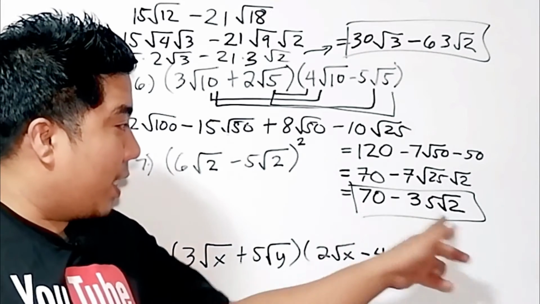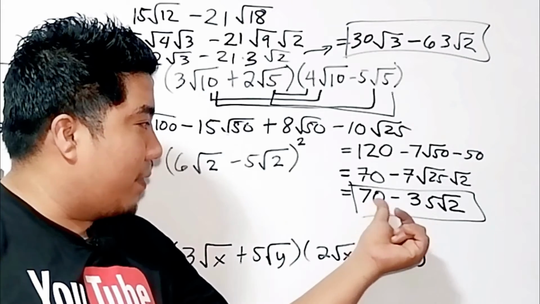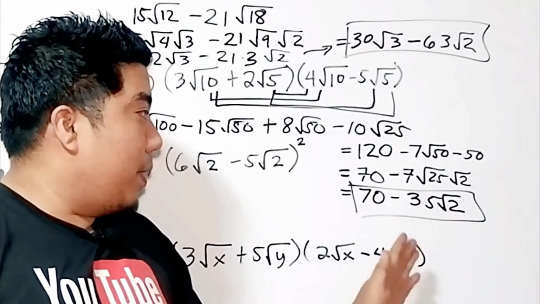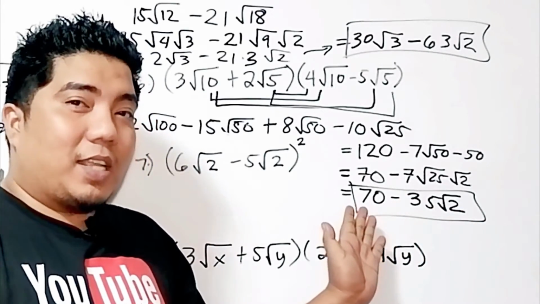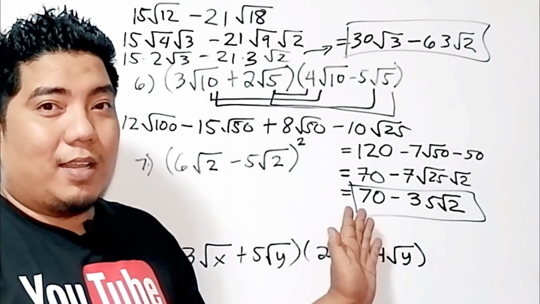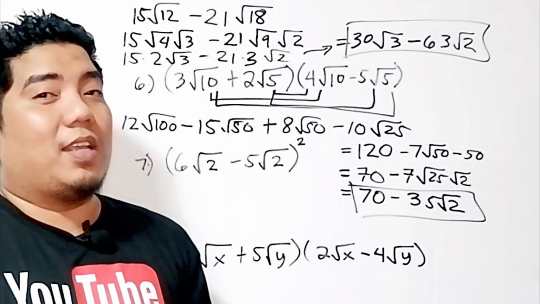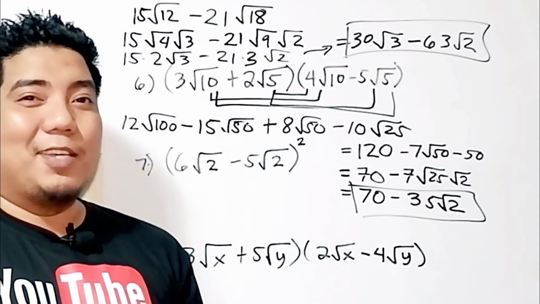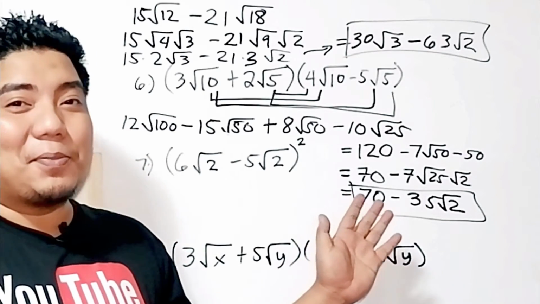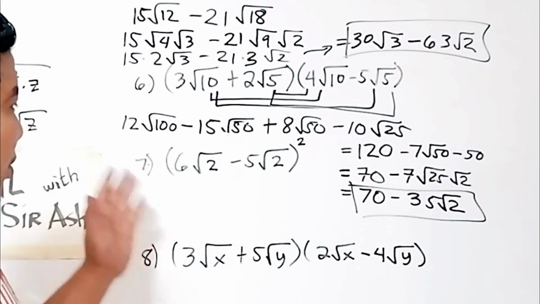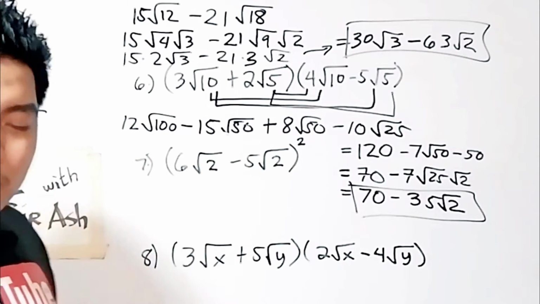Easy, right? So, as you can see, my dear math learners, you cannot subtract 70 to 35 square root of 2 because 70 is just an expression without a radical sign, and 35 square root of 2 is a radical expression. Okay? So, that will be your final answer. Easy, right?